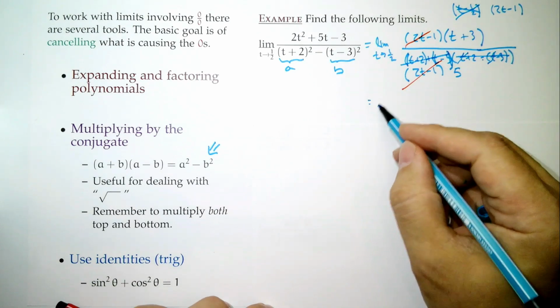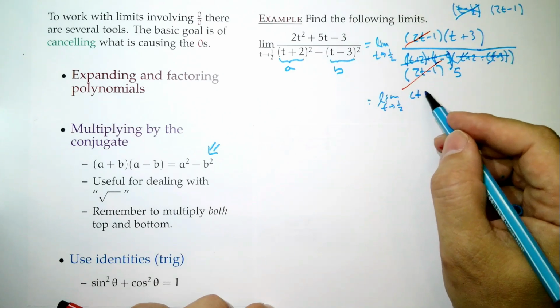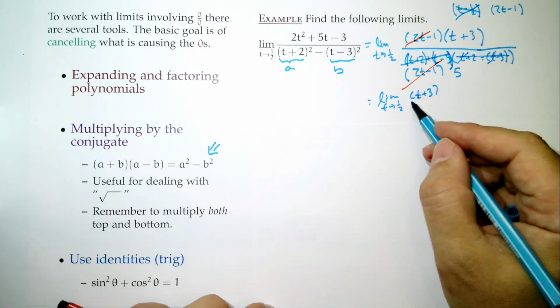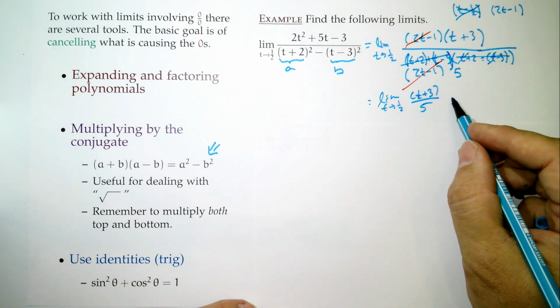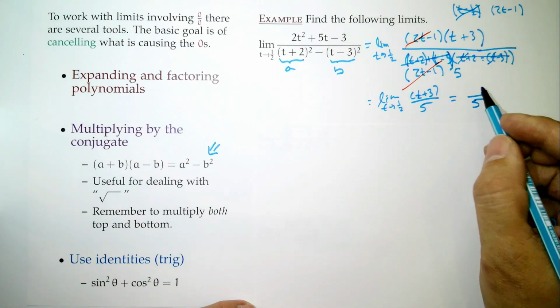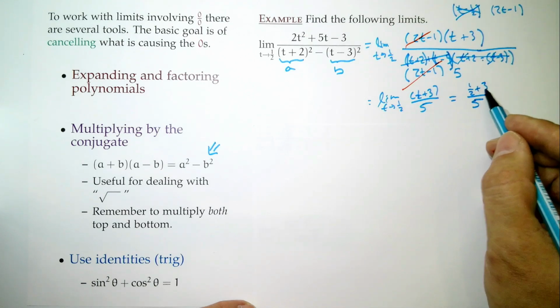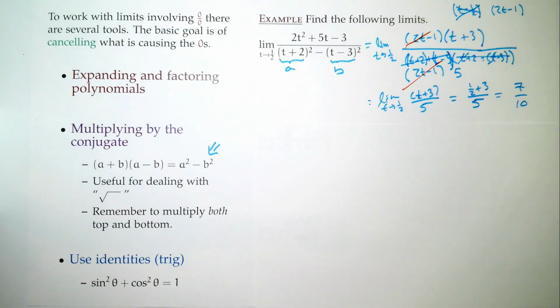So this becomes a limit, as t goes to 1/2, of t plus 3 over 5. And now it's a rational function. It's an equivalent rational function when I'm away from a half. But now I can just plug in a half. Because if I plug in a half, what's true about the denominator? It's not 0. It's 5. So a half plus 3, over 5, giving us, of course, 7/10.